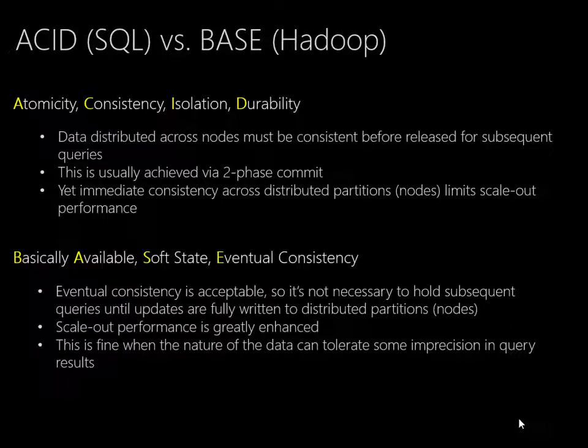Hadoop follows the BASE concept where it's willing to forego two-phase commit. It's willing to have a little bit less consistency across nodes. In exchange for that, it gets even more availability and even more scalability. All this is well and good, but we do have to keep in mind that the nature of the data needs to be able to tolerate some of this imprecision in order to get that scalability. If we have something like bank account balances being updated, BASE isn't a really good model for that. We really need ACID for that.